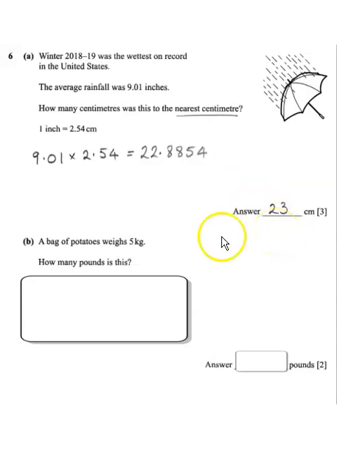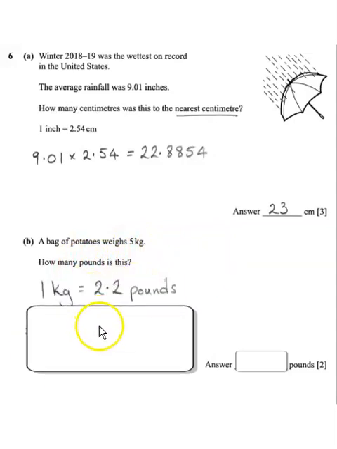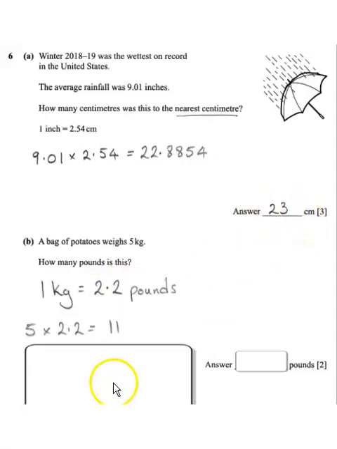So question B, it says a bag of potatoes weighs 5 kilograms. How many pounds is this? So this is a conversion you need to know. So this one says 1 kilogram is 2.2 pounds. So if we know that, then we can work out that 5 times 2.2 would be 11 pounds.